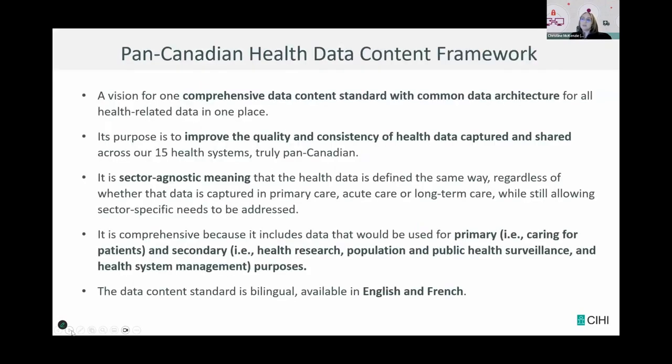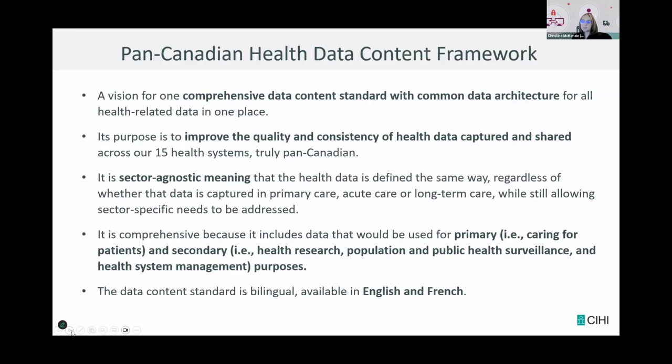So the Pan-Canadian Health Data Content Framework is a vision for one comprehensive data content standard with common data architecture for all health-related data in one place. Its purpose is to improve the quality and consistency of health data captured and shared across our health system. It is meant to be sector agnostic, meaning that the health data is defined the same way, regardless of where it is captured, while still ensuring that sector-specific needs are addressed.